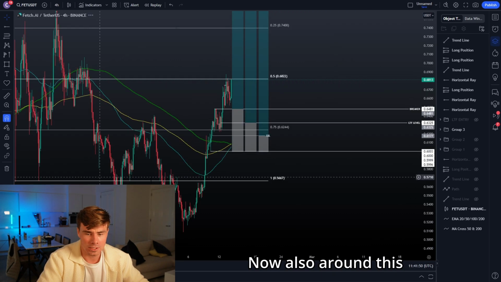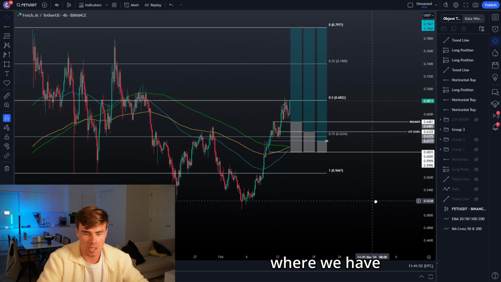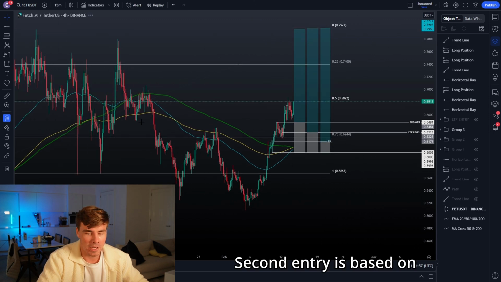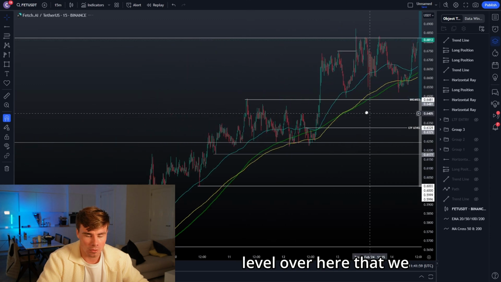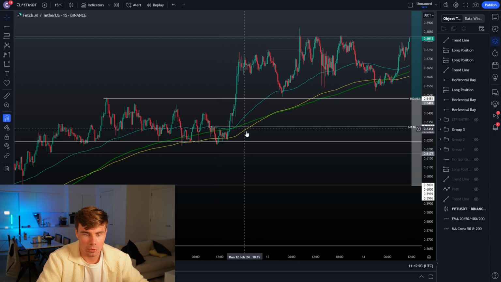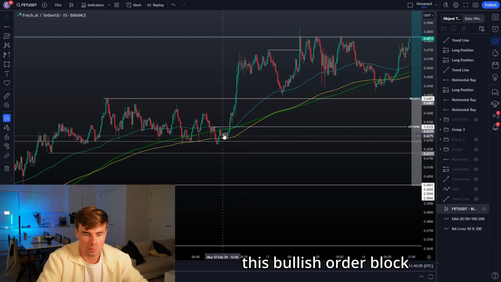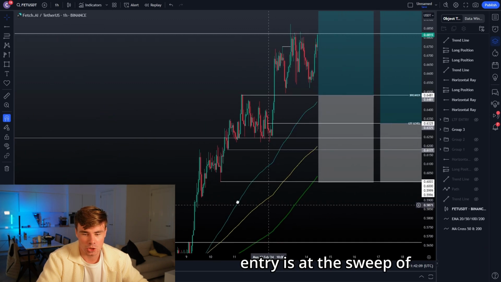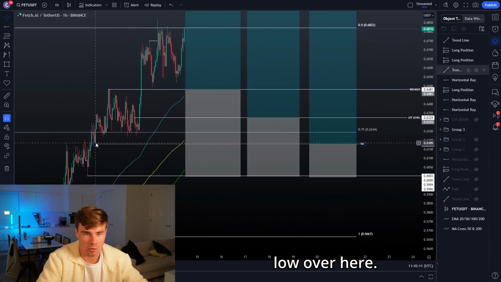Now also around this area where we are looking for longs is where we have that quarterly level of support. Second entry is based on a 15-minute time frame level over here that we see, a 15-minute time frame price action level, in beautiful alignment with this bullish order block that was being generated over here as well. And then our third entry is at the sweep of the sell side liquidity low over here.